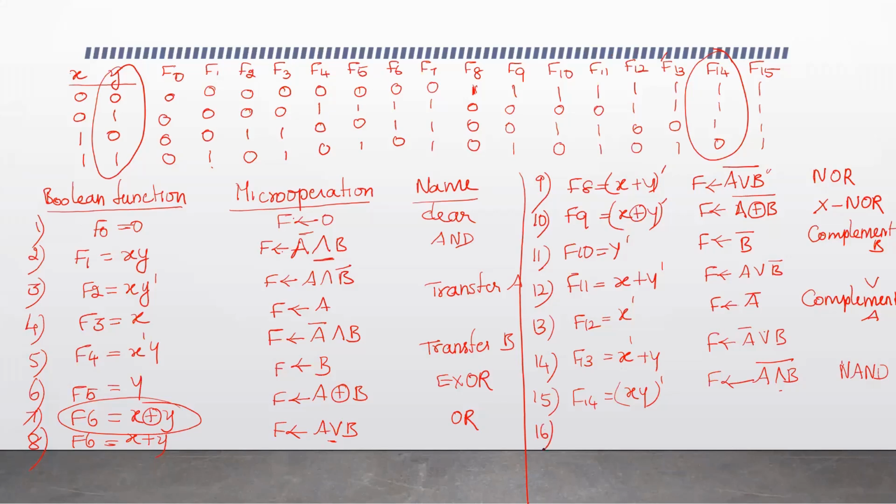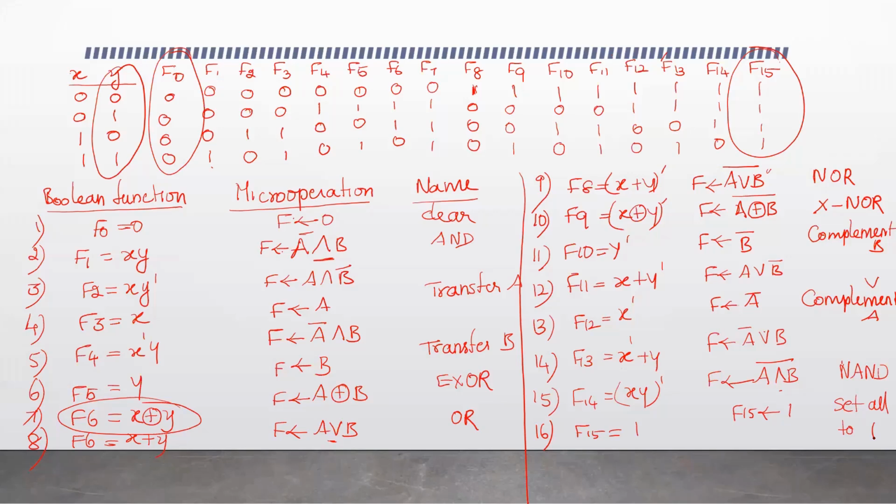And the next operation, the 16th one, the last one, is F15, all ones. Here we assigned all zeros in the first operation, F0, so it is clearing the register, setting the values to 0. And here, assigning all ones, it is setting the register values to 1. So F15 is 1. The operation is set all values to 1.